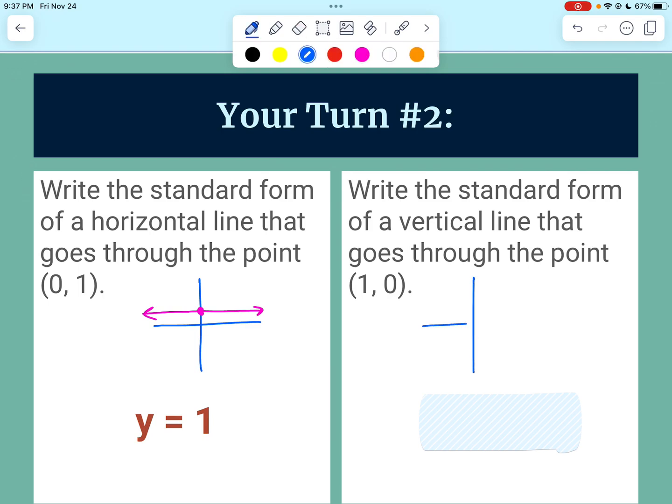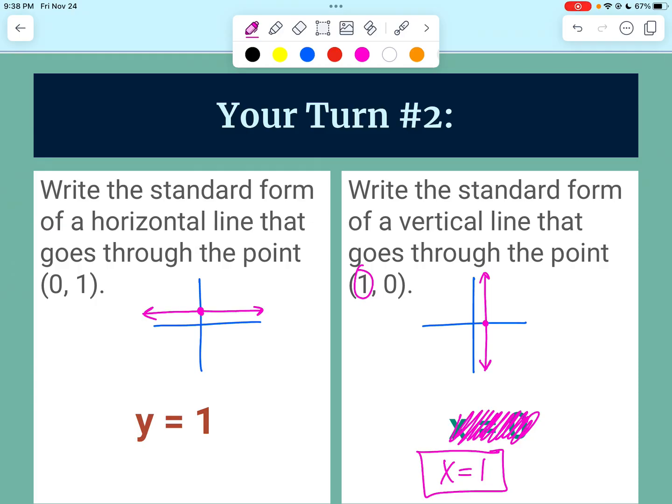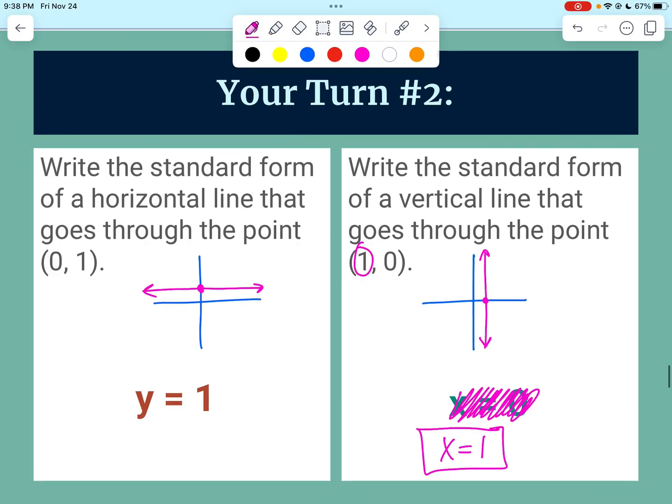For the second one, again, hopefully you drew a graph. (1, 0) is right 1, and we don't go up or down. We stay on the x-axis, so that's right here, (1, 0). And it's a vertical line, so that's straight up and down. So that is when x is always right... Oh, and look at that. Because I flipped this, I even tricked myself. That is not the answer. The answer should be x is always right 1, because the x-coordinate is 1. So x should equal 1. Got myself there.